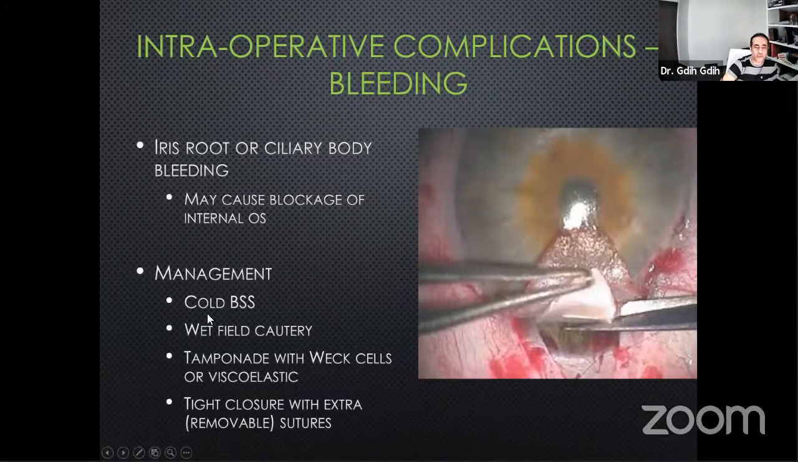How to manage? Use cold BSS, use a wet field cautery. Also tamponade with Weck-Cels or viscoelastic material. Tight closure with extra sutures, and preferably if it would be a removable suture.